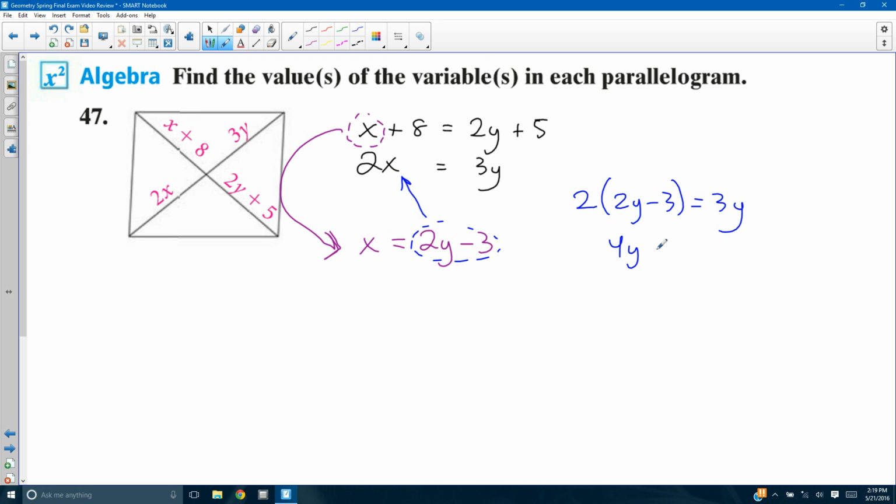Distribute 4y minus 6 equals, this looks like the same answer as the last one we just did. Negative y, except the opposite effect. Subtract 3y and add 6. We're going to get y equals 6. Yeah, you're getting the same answer the opposite way.